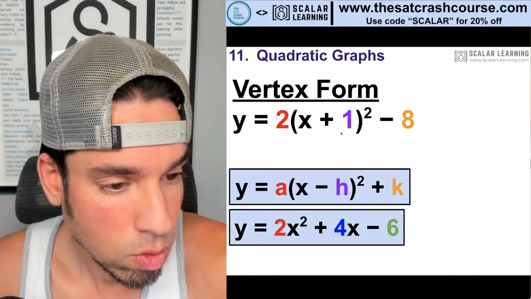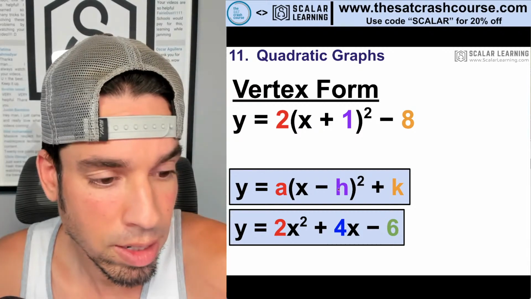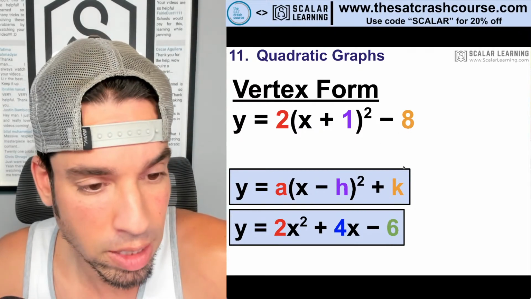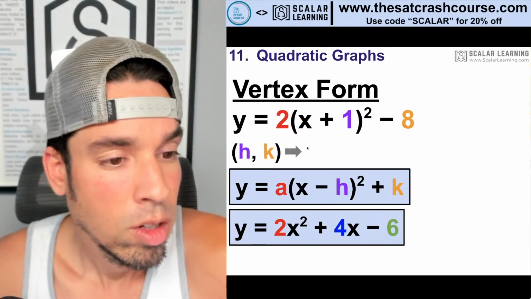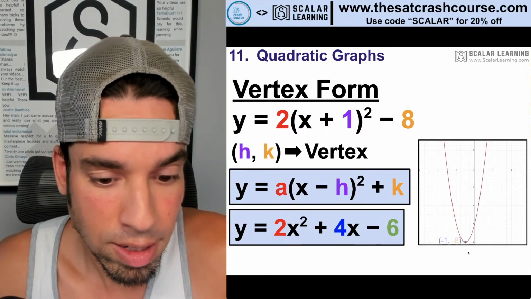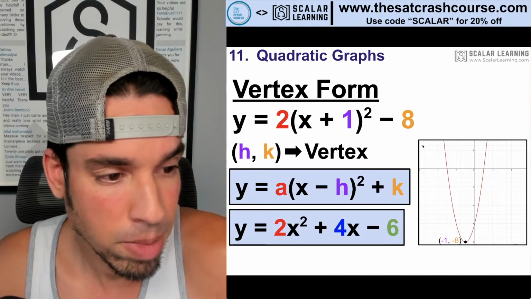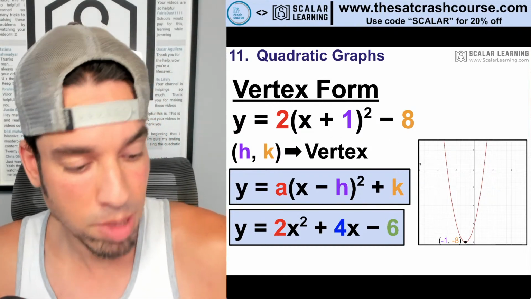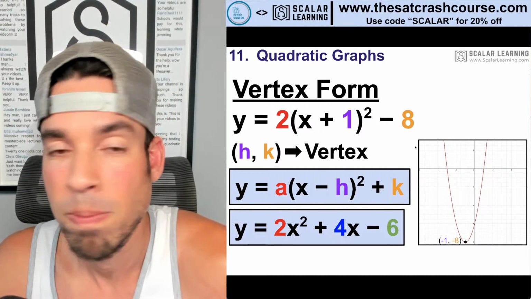And we've got a vertex here at h, which in this case would be -1, and at k, which is -8. So my vertex is -1, -8, as I mentioned. That's how you do it, right? That's the beauty of vertex form. You can look at it and be like, oh, I know what the vertex is. Cool.